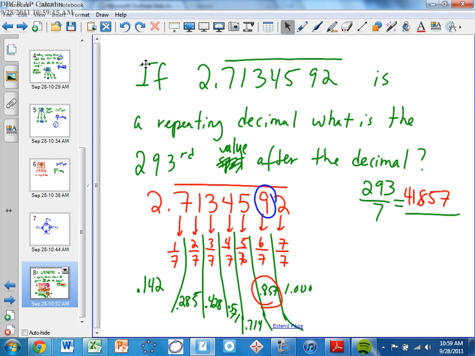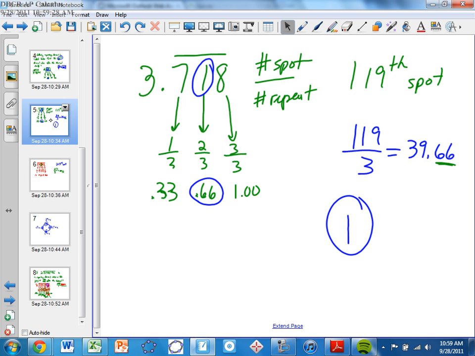How many spots are there total? 7. This is the first spot, the second spot, the third spot. Just the number of the spot. Again, if you go back and look back here, I put down the number of the spot over the number repeating. The number of the spot over the amount repeating. Okay?